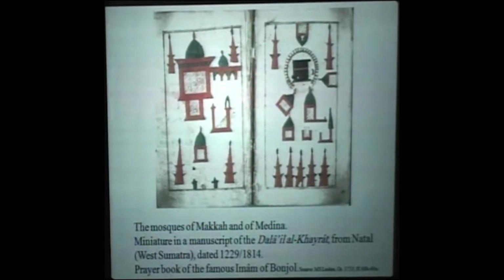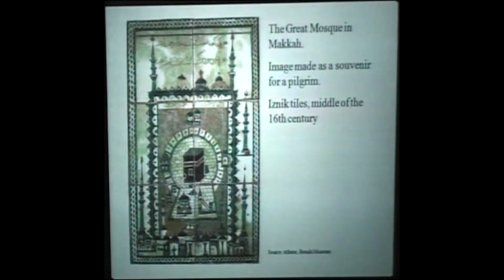I will show you a few. This is a manuscript coming from Sumatra, early 19th century. This is a much earlier representation of the Mosque of Mecca, because we will see that the illustrations of Mecca in the Dala'il al-Khayrat were not invented by the copyists and the miniaturists, but they used images that existed already. And here you see, this is a 16th century tile from Iznik, from Anatolia, where already this type of representation of Mecca is given. So there was an iconographical example for the later images of Mecca, more or less as we have seen here. So painters could draw from examples that existed already.